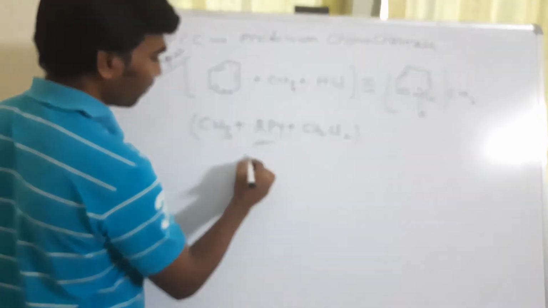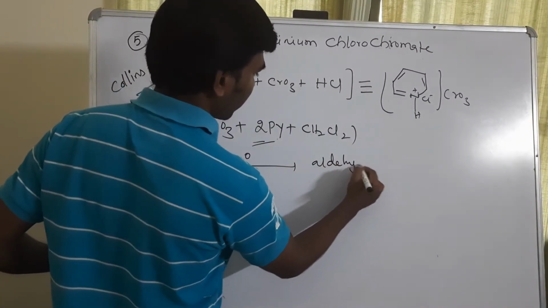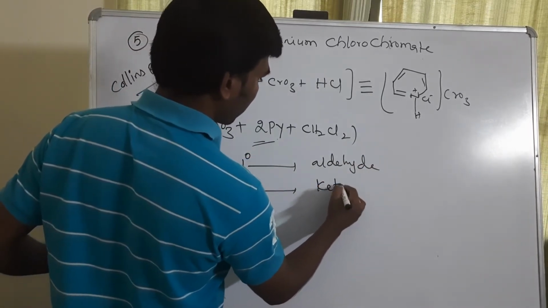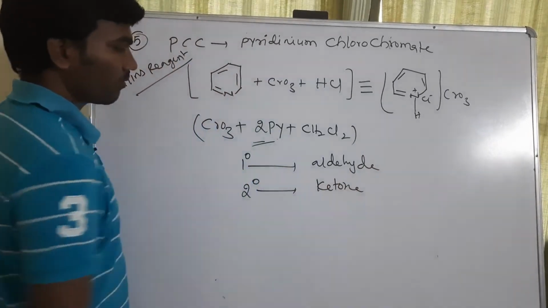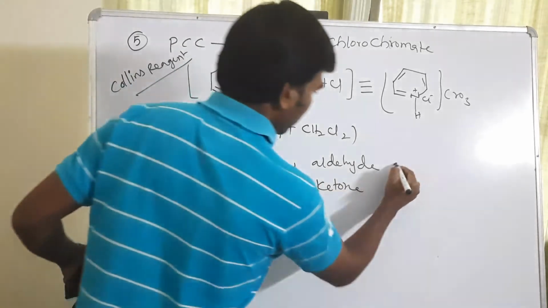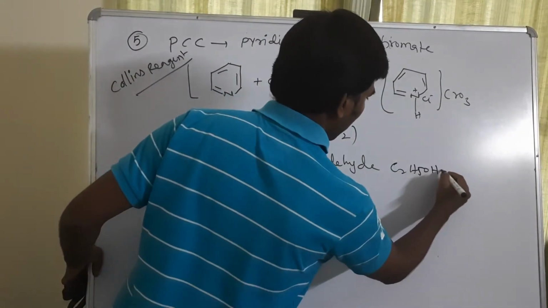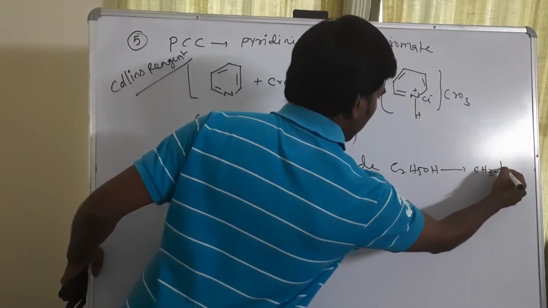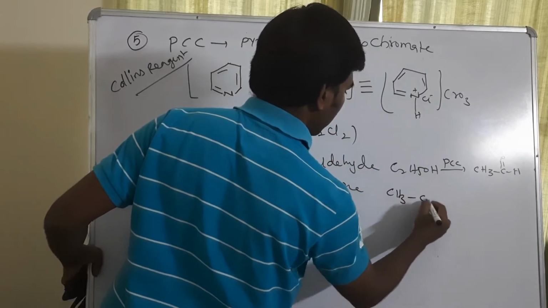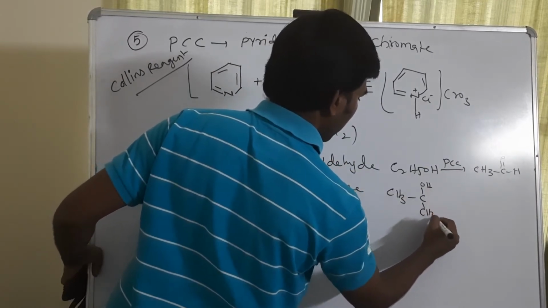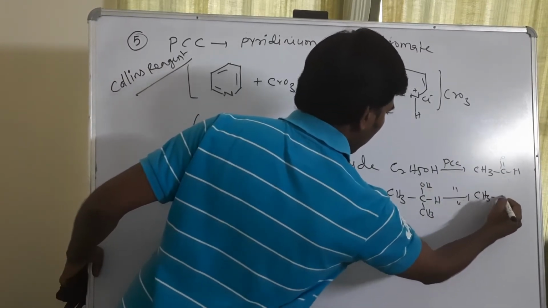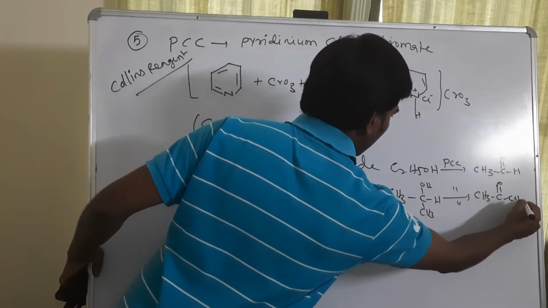In this case also, primary alcohols will be converted to aldehydes, and secondary alcohols will be converted to ketones. For primary alcohol you can take ethyl alcohol, so C2H5OH will be converted to CH3CHO. For secondary, you can take CH3CH(OH)CH3; if you take pyridinium chlorochromate, it is going to form CH3C=O CH3.